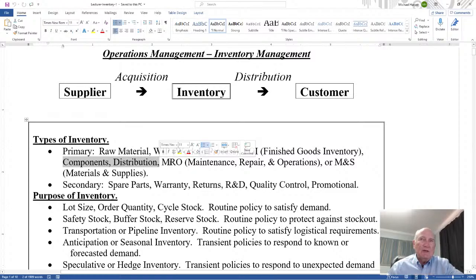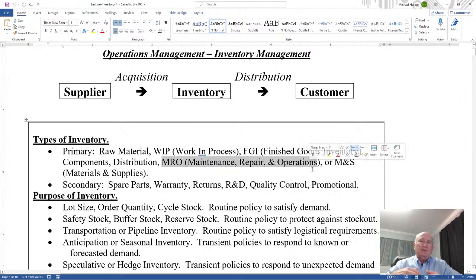Then you have two very important types of primary inventory: MRO, maintenance, repair, and operations, and M&S, material and supplies. The MRO has to do with things that keep things running, such as equipment and the material required to repair or to run things.